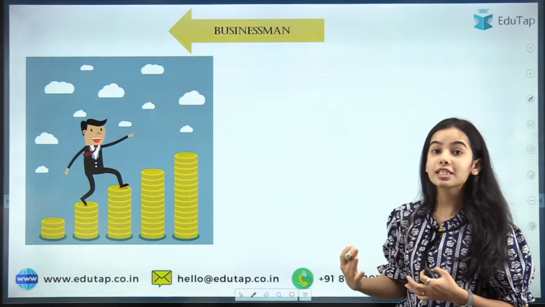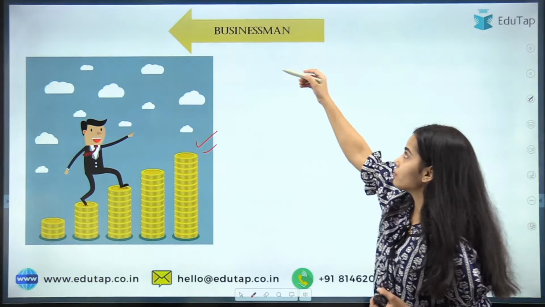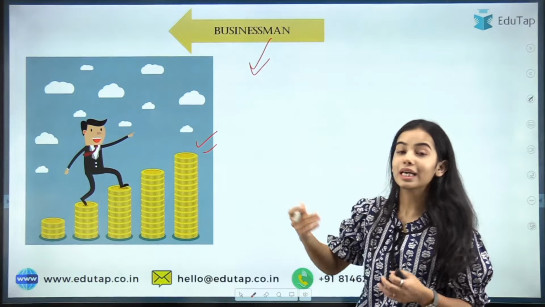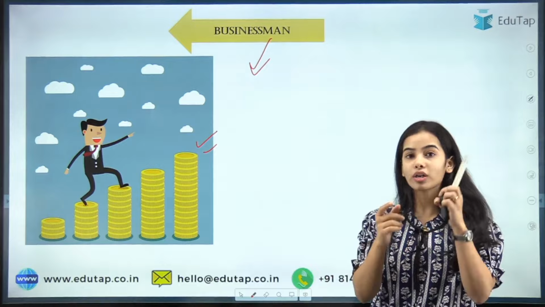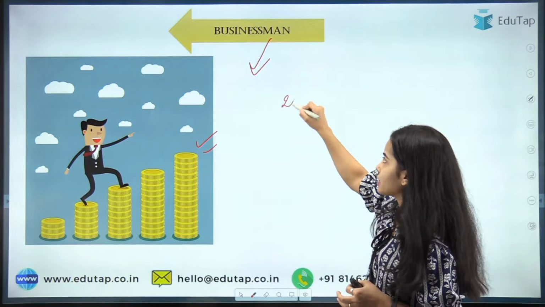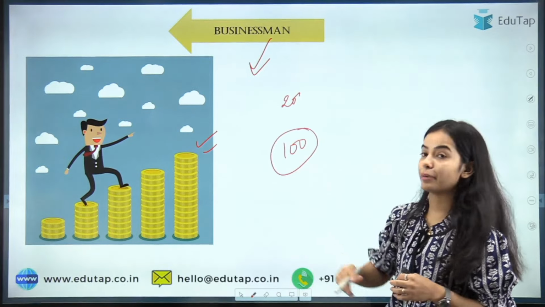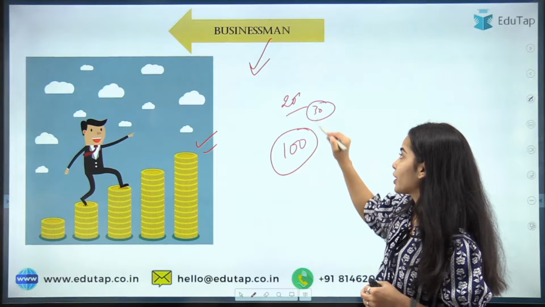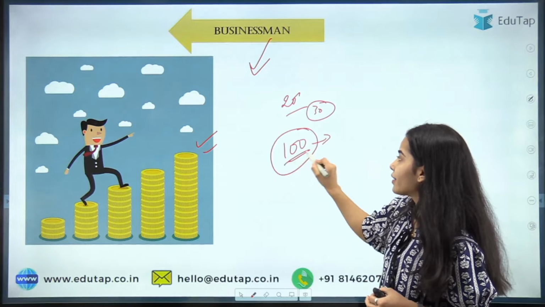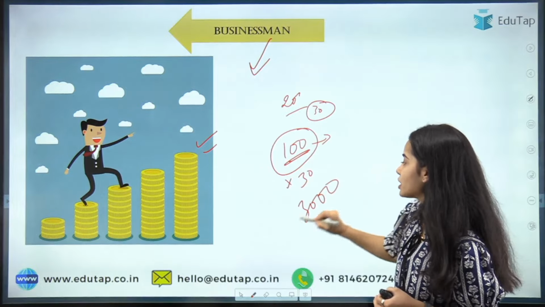Now coming to the businessman. Now the businessman is a beneficiary. How? Because let's say the businessman is a producer and he had inventories of stock. He has already stocked this pen when the pen was 20 rupees. He had a stock of 100 such pens. Now the price of this pen increased from 20 rupees to 30 rupees. So now with the same 100 pens, he will be able to get 3,000 instead of 2,000.